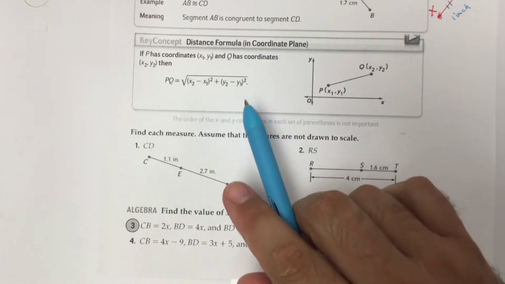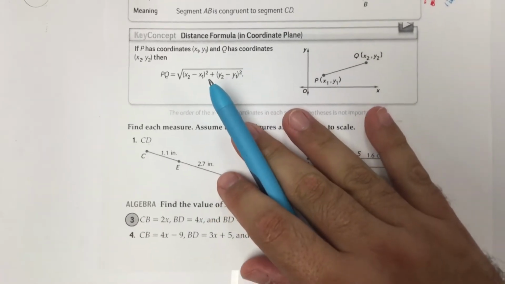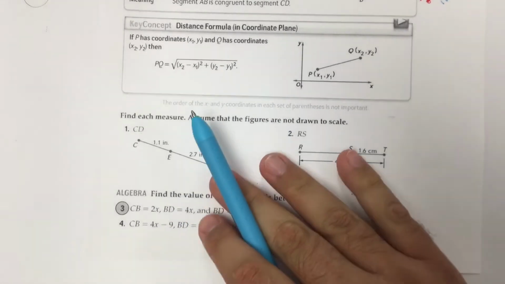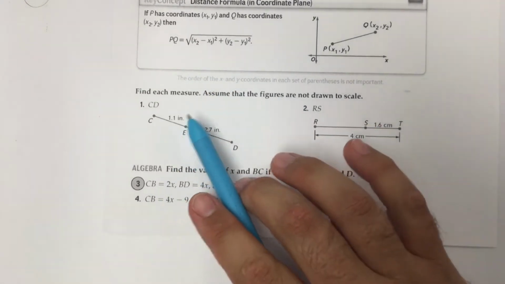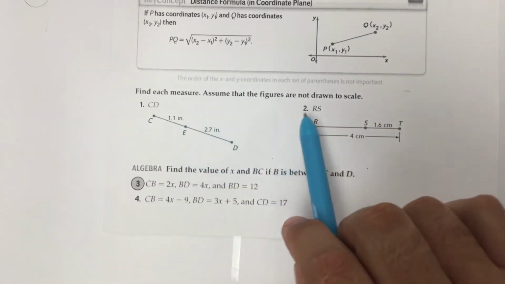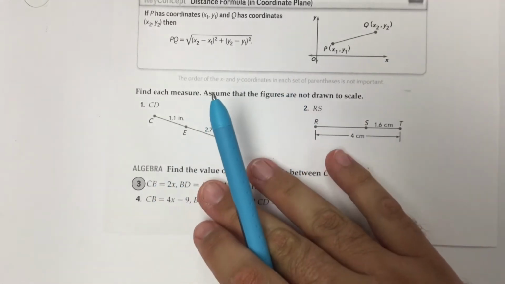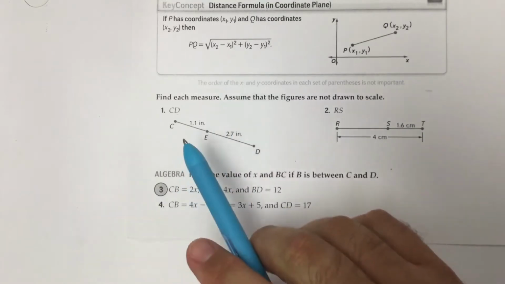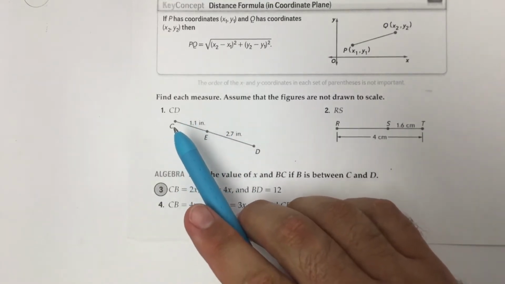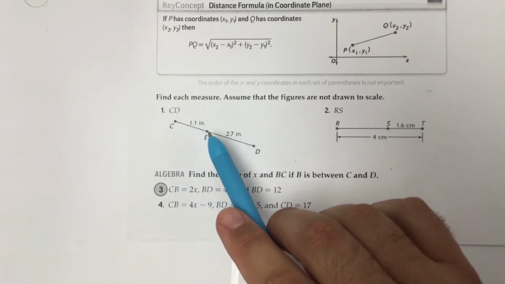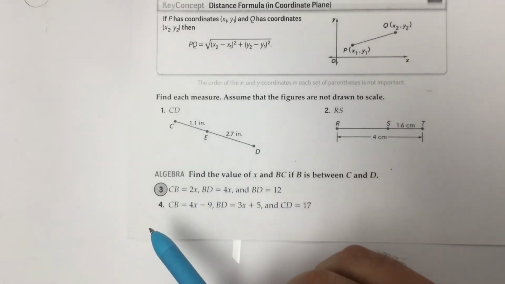Okay? This is something that we're going to go over a little bit more in detail, but I want to make sure that you understand this. Okay? All right, so the next piece says, find each measure. Assume that the figures are not drawn to scale. Okay, so I don't know that these two figures are exactly the same, right? So right now I have the measure of CE is 1.1 inches, and the measure of ED is 2.7 inches.